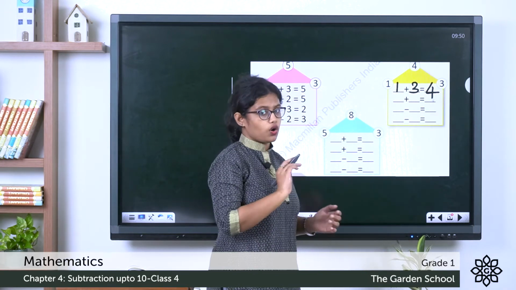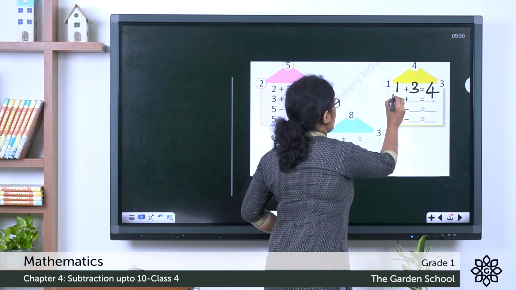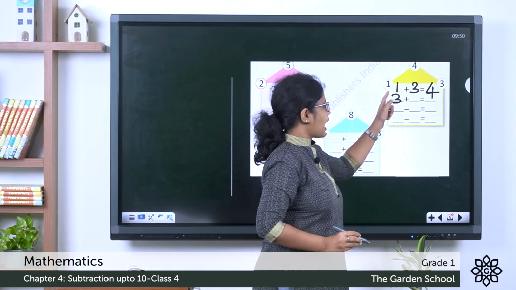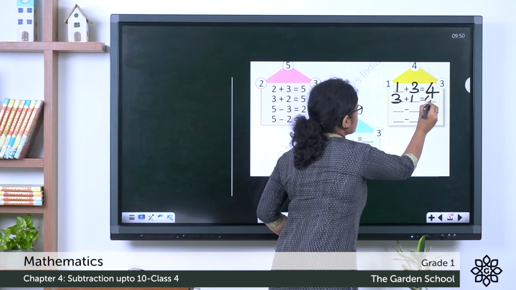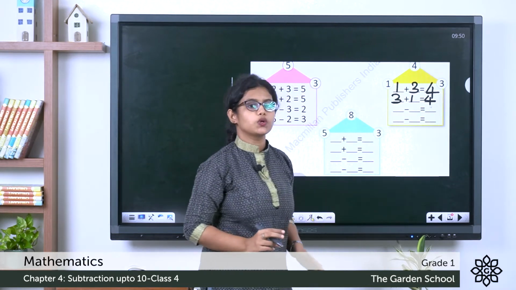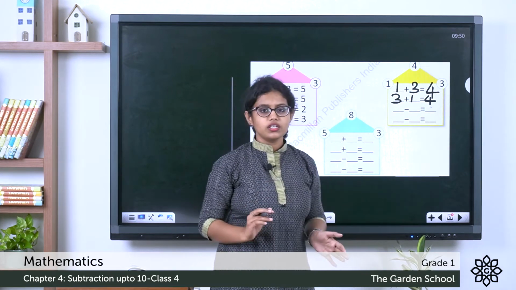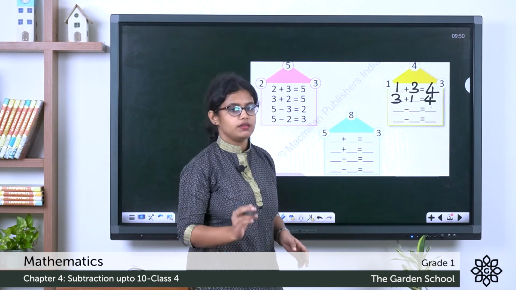Now, let's change the order. In place of 1, let's write 3. And in place of 3, let's write 1. So, what is the answer? 3 plus 1 equals 4. So, even if you change the order, in addition, you will get the same answer.